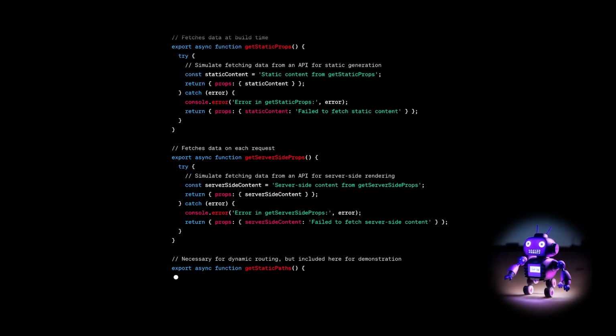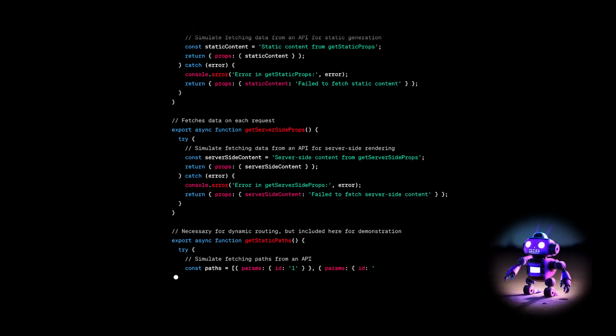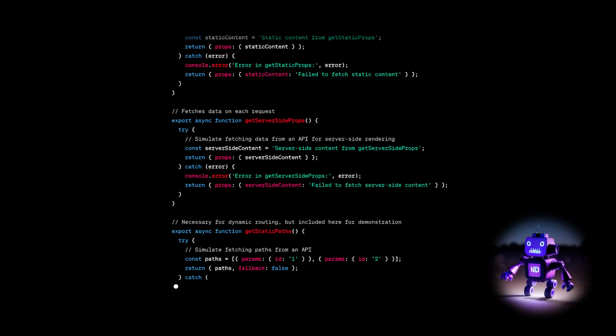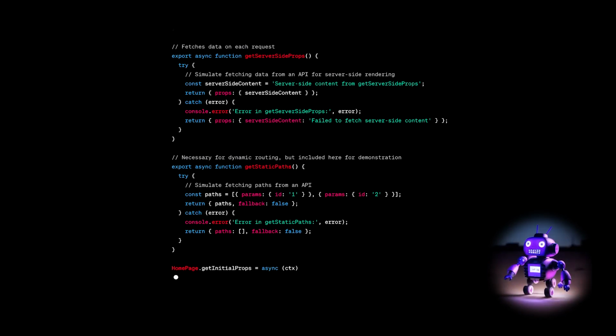getStaticPaths is a bit different. It's used for dynamic routing and is necessary when you have dynamic pages and want to pre-render them at build time. In our example, we simulate fetching a list of paths that we want to pre-render.